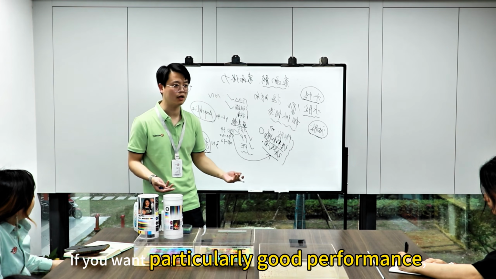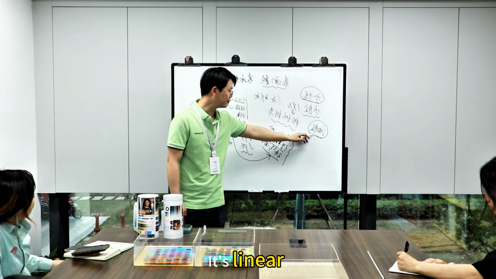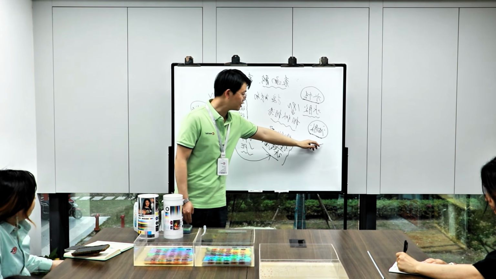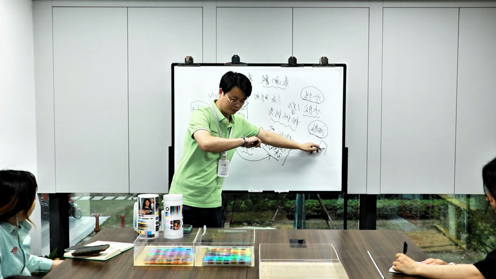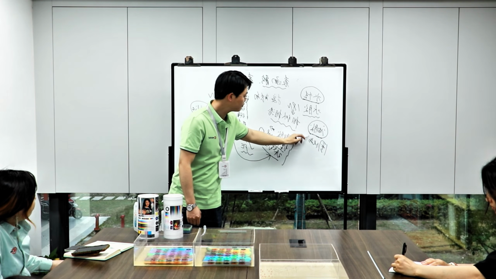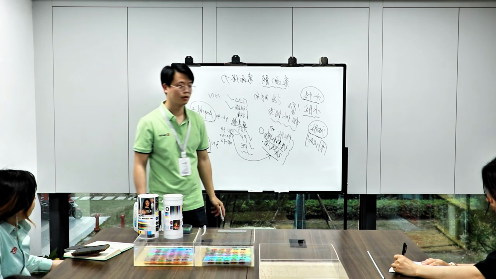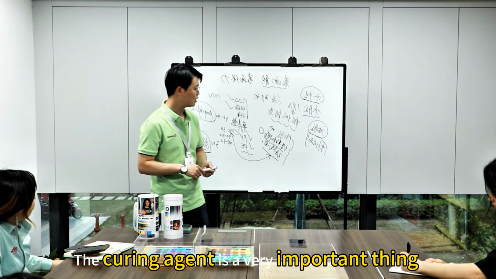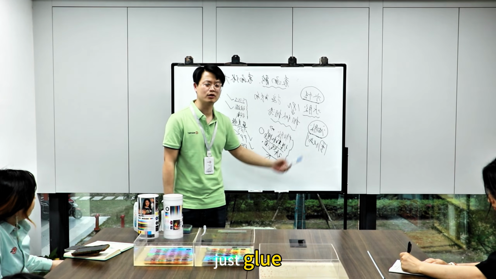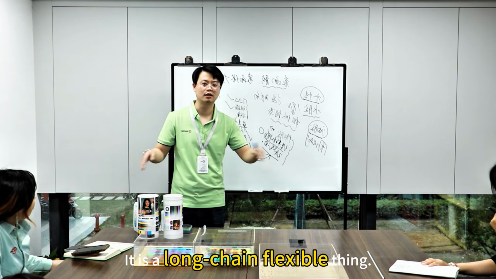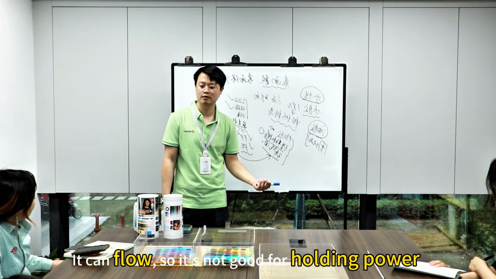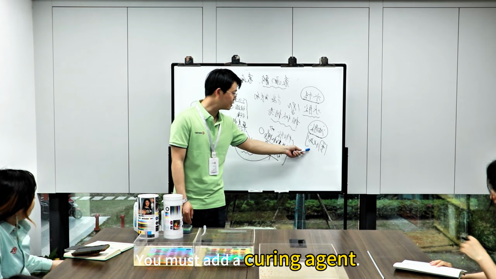If you want particularly good performance, it's linear. And oil glue will also add a curing agent. The curing agent is a very important thing. You can't just have glue. It is a long chain flexible thing. It can flow, so it's not good for holding power. You must add a curing agent.